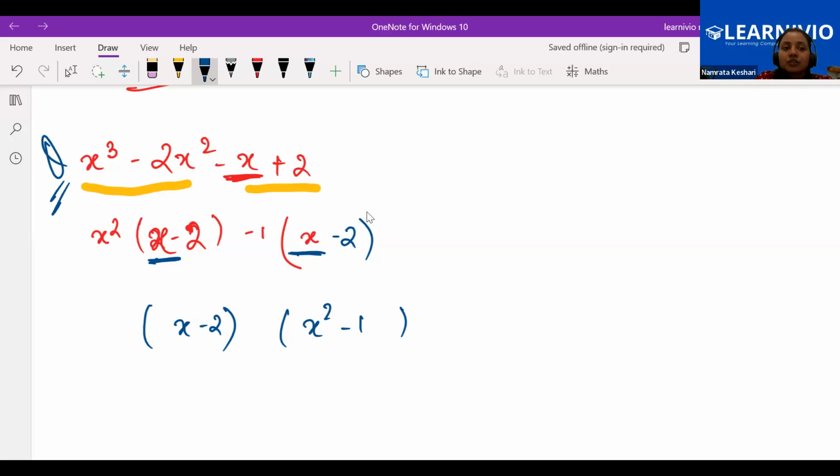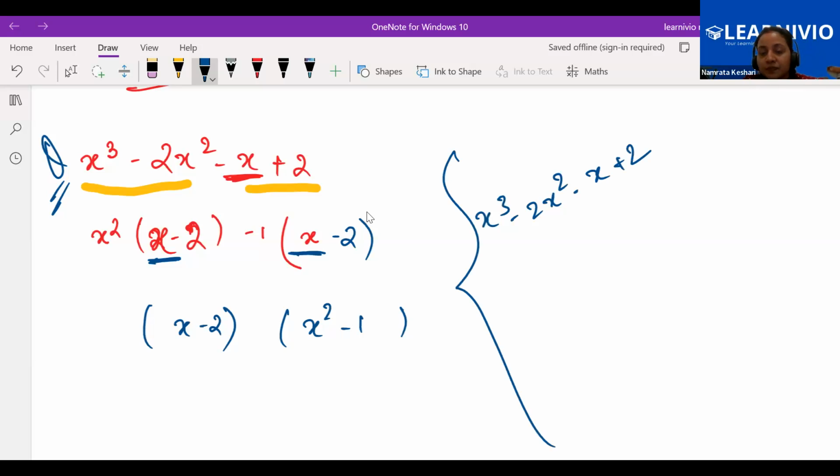Now this is the question. Factorize x cube minus 2x square minus x plus 2. How will we know how to solve it? Look carefully at how many terms there are here. Count how many terms there are. Look carefully: x cube minus 2x square minus x plus 2. Now tell me how many terms are there in this? 4 terms. 4 terms are there.